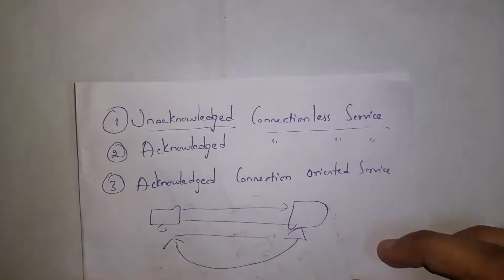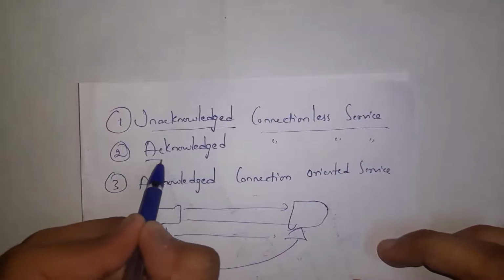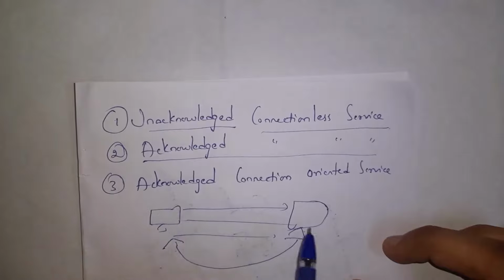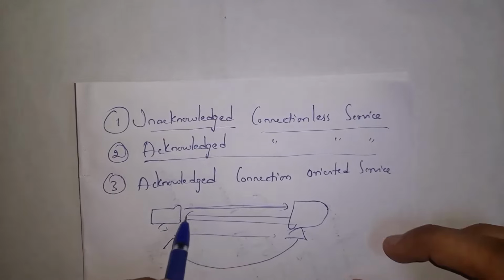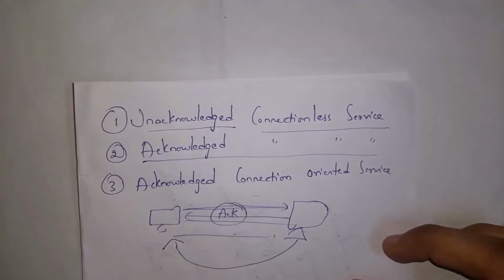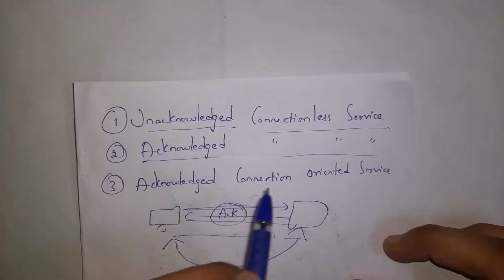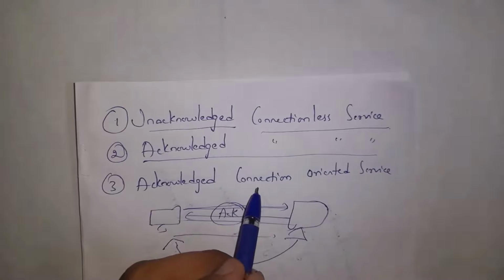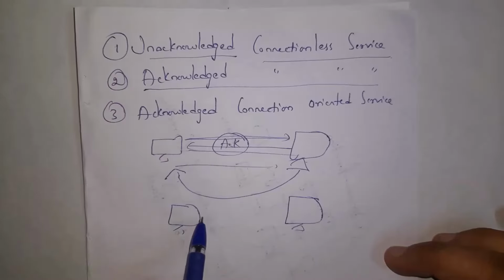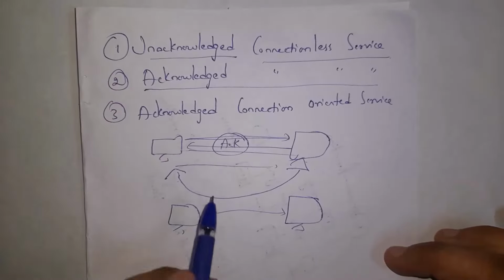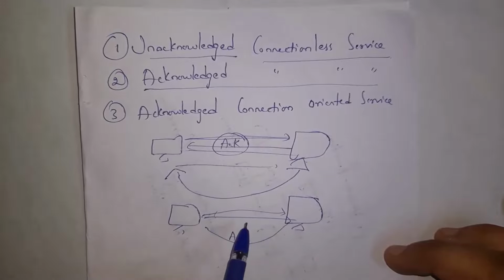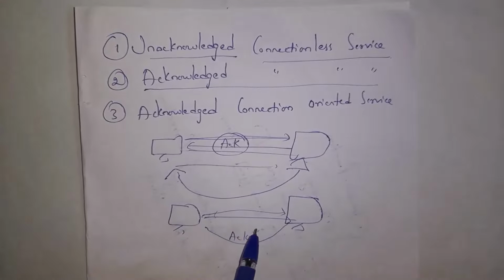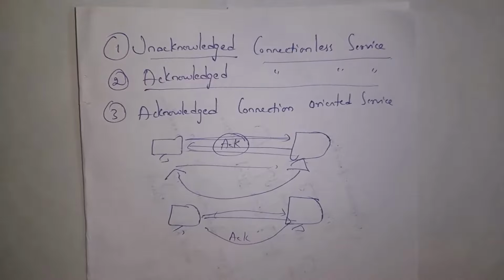And the next one is acknowledged connectionless service. Same example, but whenever the sender sends data, the receiver will send an acknowledgement. That is, the receiver will give a reply like data is received successfully. And in acknowledged connection oriented service, two devices will connect by using cables, and whenever the sender sends data, the receiver will send an acknowledgement. The receiver will send a reply, like data is received successfully. These are the three services provided by the data link layer.